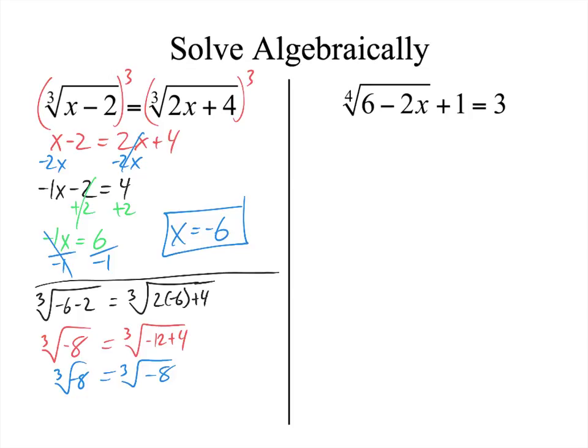And that is true. You can cube root negatives. If that was a square root of negative 8 equals the square root of negative 8, that's an error. So we're good. That is my answer.